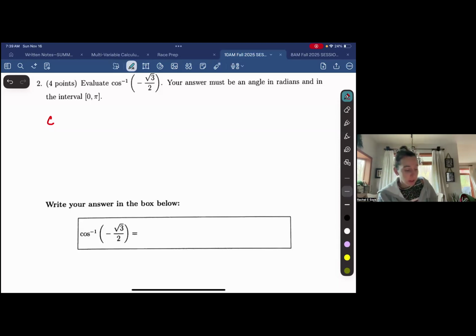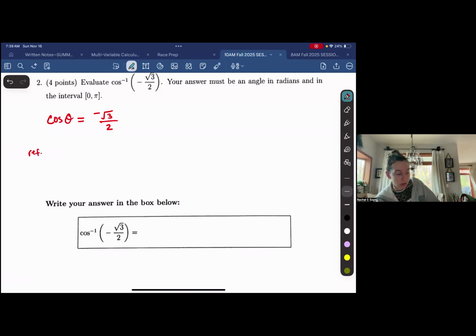All right, much better. So it's asking cosine of what angle is going to be equal to negative square root of 3 over 2. Well, let's neglect the negative for a moment here and just look at square root of 3 over 2 in order for us to find our reference angle. And cosine of 30 degrees, also known as pi over 6, would give us square root of 3 over 2. So our reference angle is pi over 6.